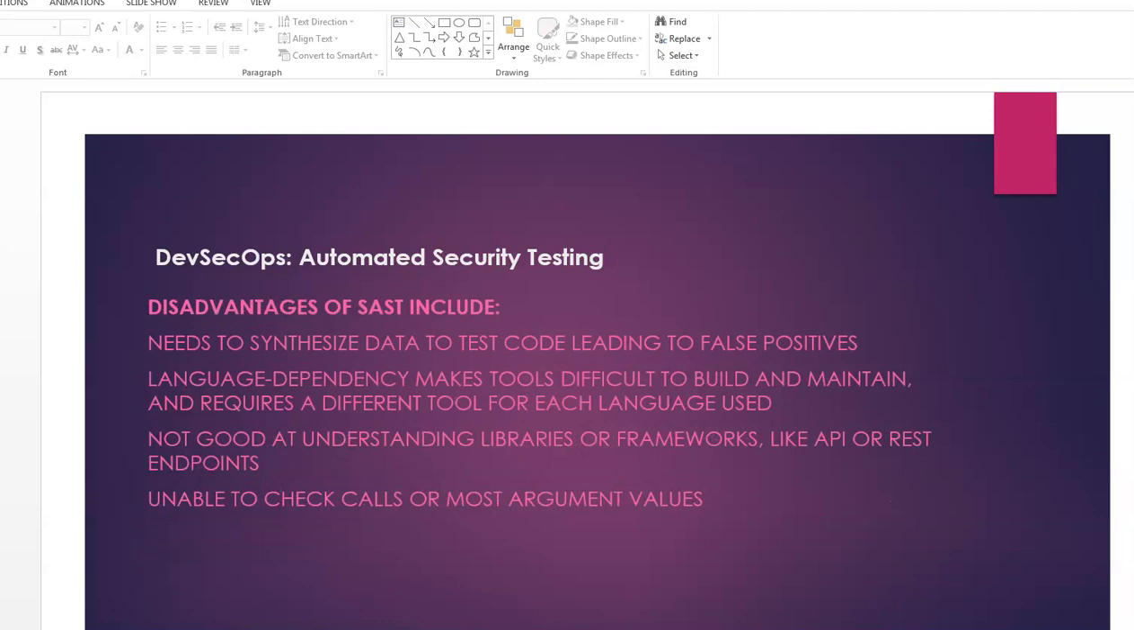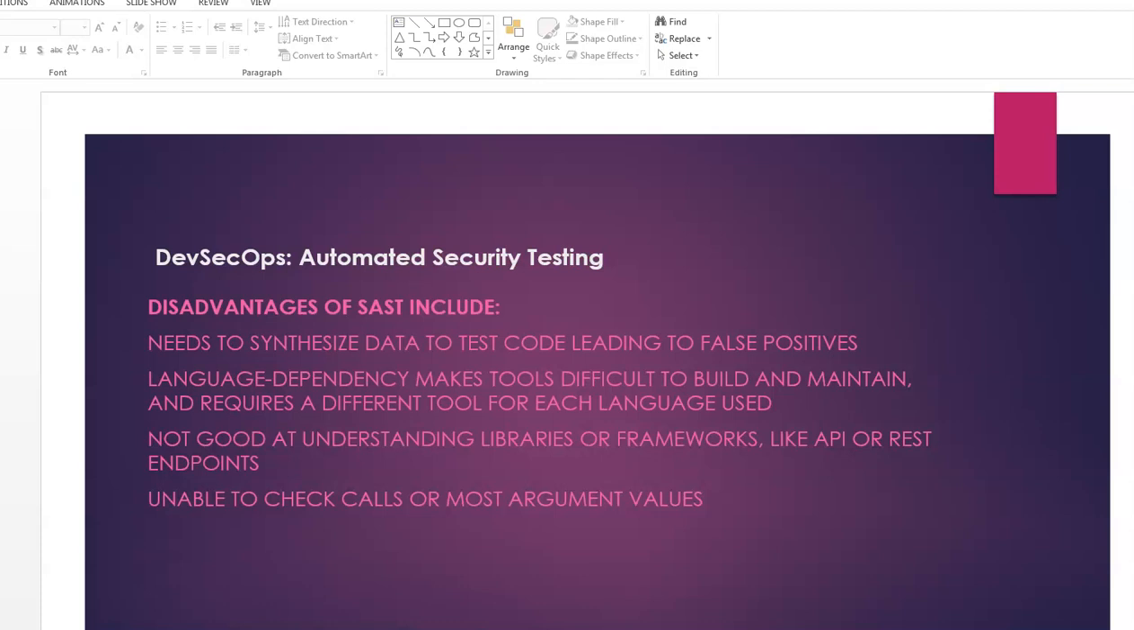What are the disadvantages? The disadvantages of SAST are that it needs to synthesize data to test the code, leading to false positives. It has language dependencies, making the tools more difficult to build at the build stage, because we have to follow DevSecOps and do the tasks simultaneously. It is also unable to check the calls and argument values. These are the drawbacks of SAST.